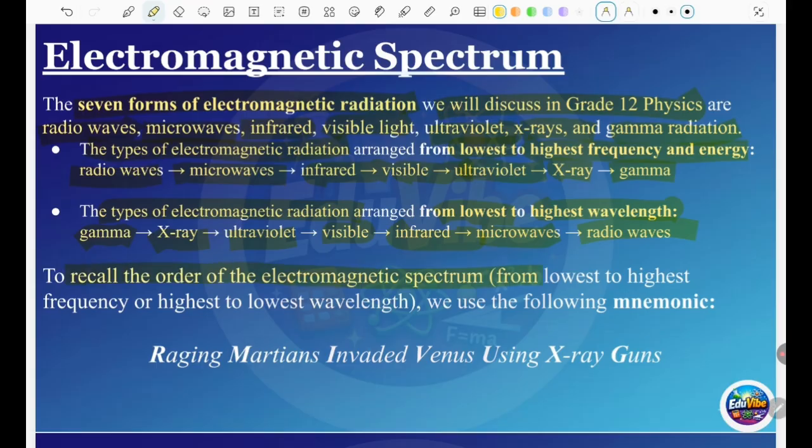To recall the order of the electromagnetic spectrum from lowest to highest frequency, we have a mnemonic: Radiant Martin's Inverted Venus Using the X-ray Guns. So this is a mnemonic for this.